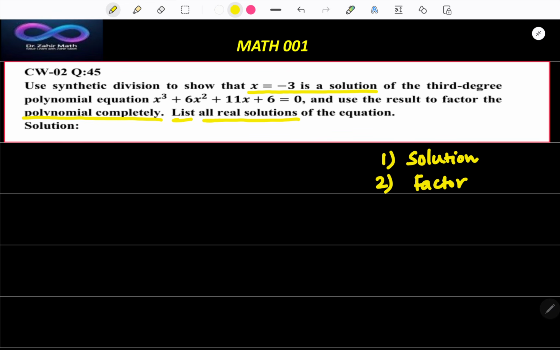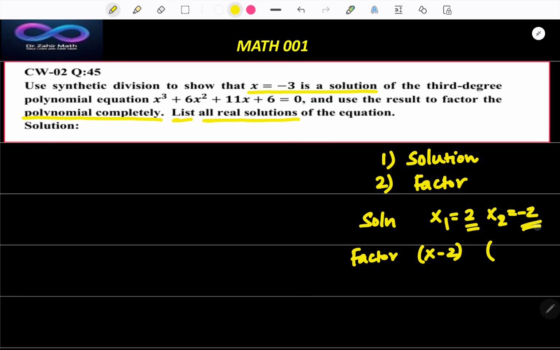Remember, all of you? What do you mean by solution? I told you, whatever you're getting in the calculator, this is called what? Solution, right? And how can you write the factor? If the solution is 2, the factor is what? X minus 2. If the solution is minus 2, the factor is what? X plus 2, right? So they can also say solution. They can also say factor.